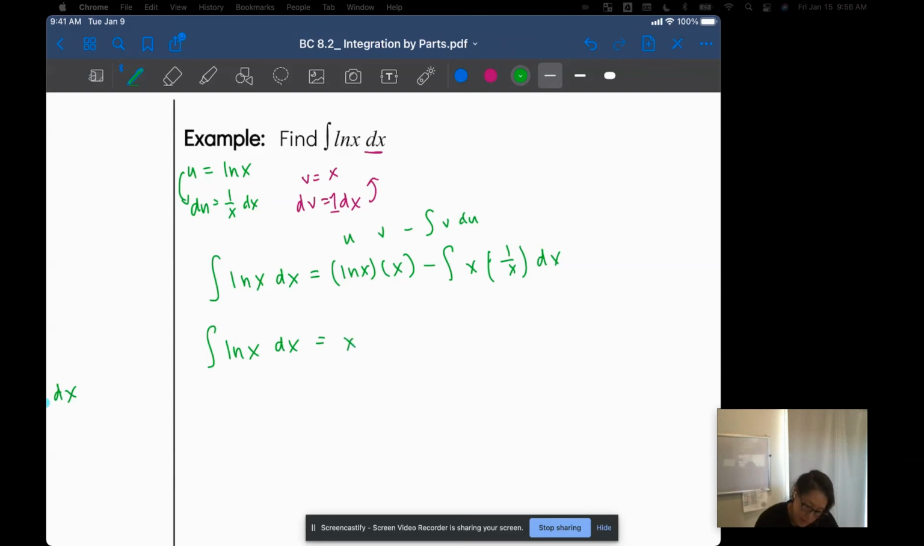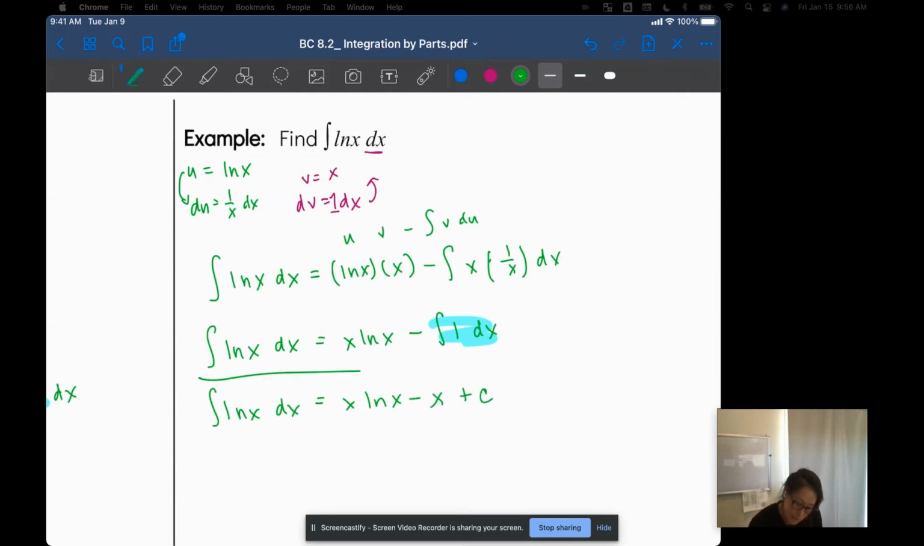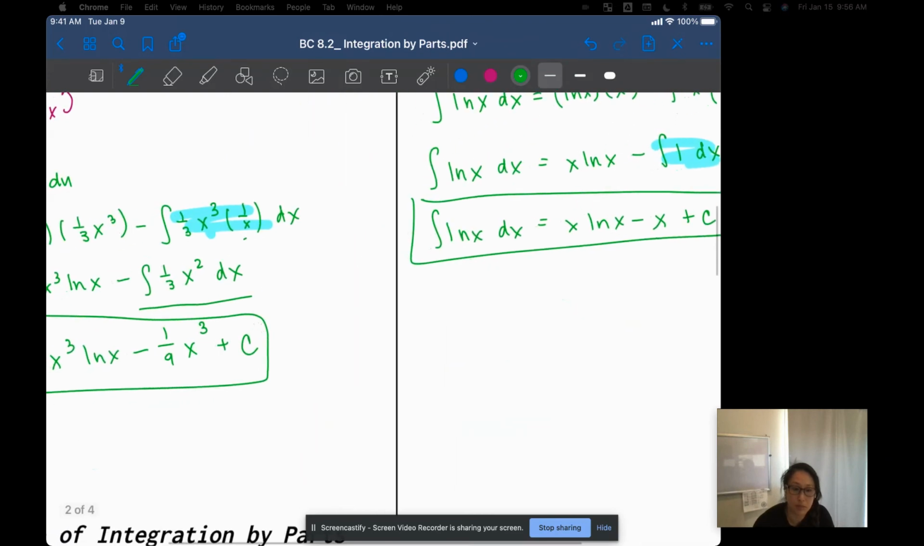The integral of ln x dx is equal to x ln x minus the integral of 1 dx. So the integral of 1 dx would just give me minus x plus c, since it is not a definite integral. All right, last one for this video, and then there'll be a second video.